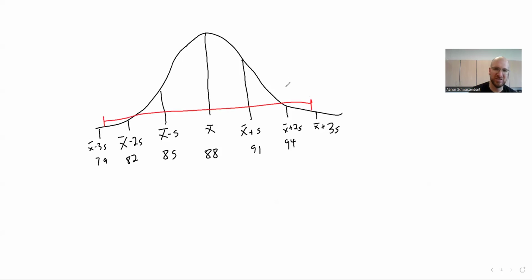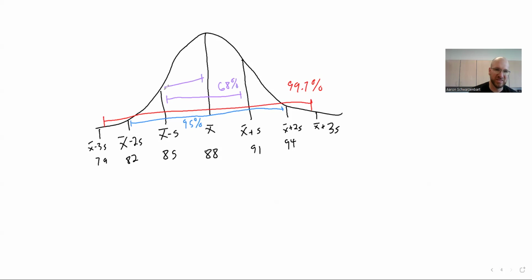If this data is distributed normally, 99.7% of my data should be within 3 standard deviations. Approximately. Again, this is all approximate. If you have a lot of data, it's going to be real close. 95% should be between 2 standard deviations above and 2 below. That's between 82 and 94. And 68% here in this middle, within 1 standard deviation.